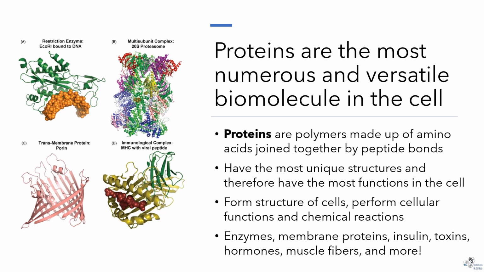They are polymers that are made up of a monomer called the amino acid. So the amino acid is the monomer. We bond them together and we get the polymer that we just call a protein.